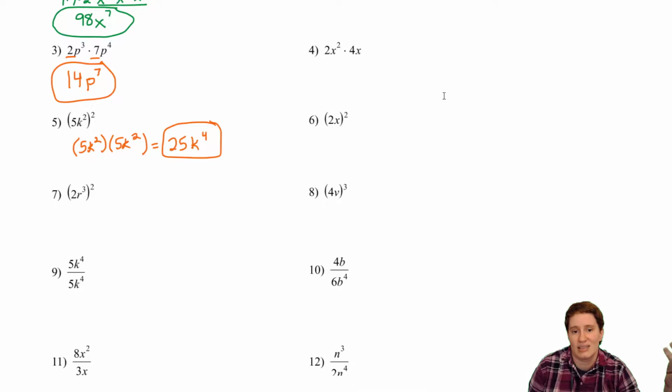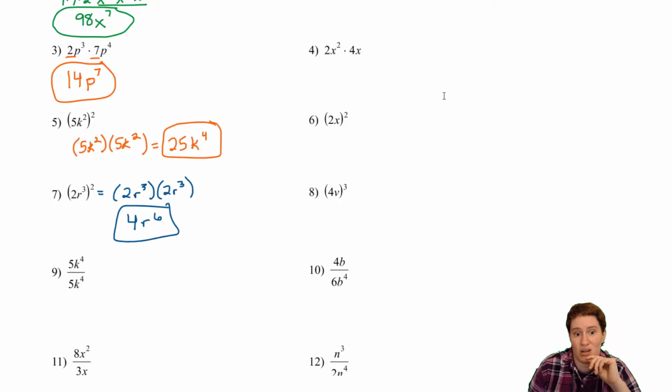Let's look at 7. 2R cubed to the second power. So that'd be like having 2R cubed times 2R cubed, which is 2 times 2 is 4. R cubed and R cubed together, that's 3 R's in each, so that makes a total of 6 R's. So that's 4R to the 6th power. So just remember, whenever it asks you to square something, or put it to the 3rd power, like on 8, it's telling you how many times to write it down, and then we multiply it together.